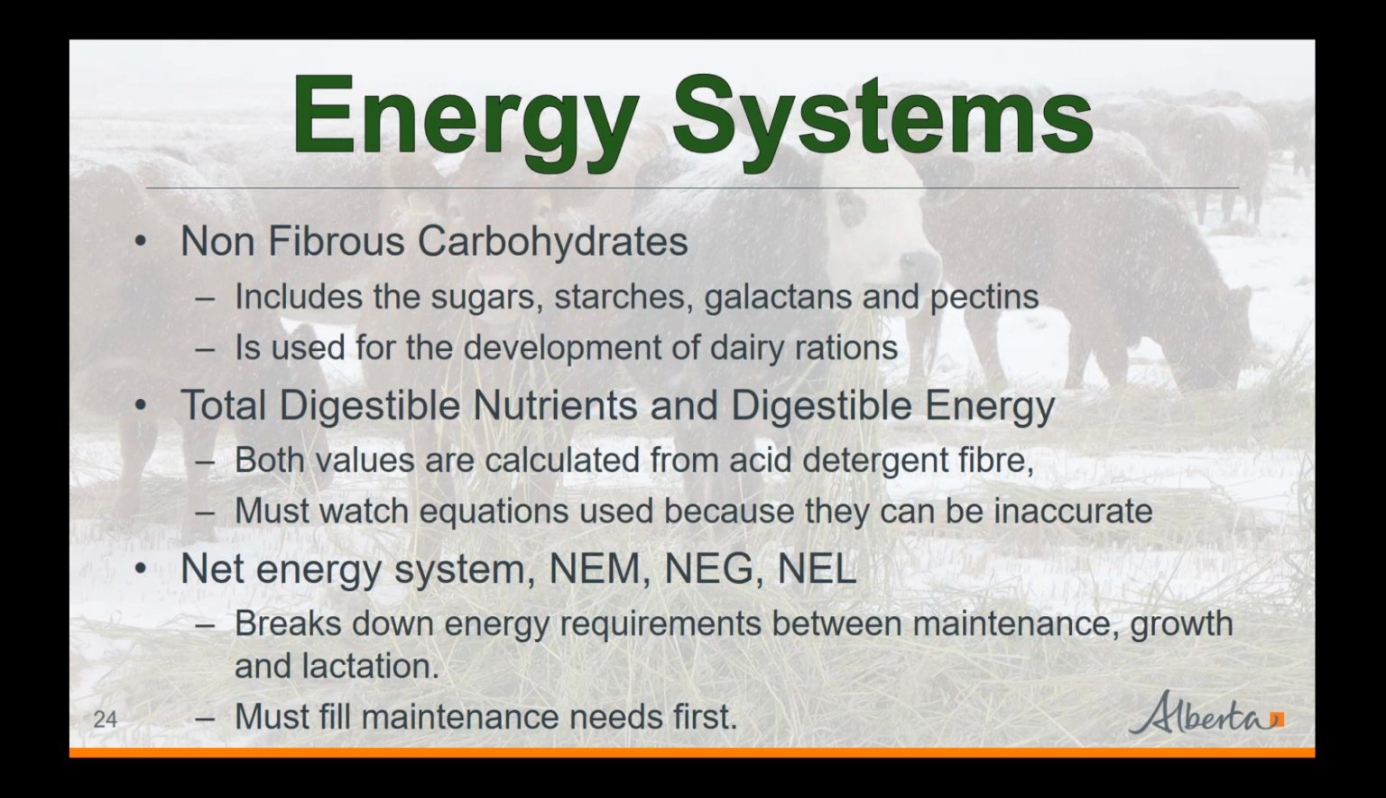The system that is commonly used by producers and extension people and nutritionists, depending on how extensive or how detailed they want to get, is they typically use the TDN, or total digestible nutrients, or the DE, digestible energy system. It's easy to use. There's only one number to consider. Both values are calculated from acid detergent fiber, and there are a number of different equations being used by different labs.